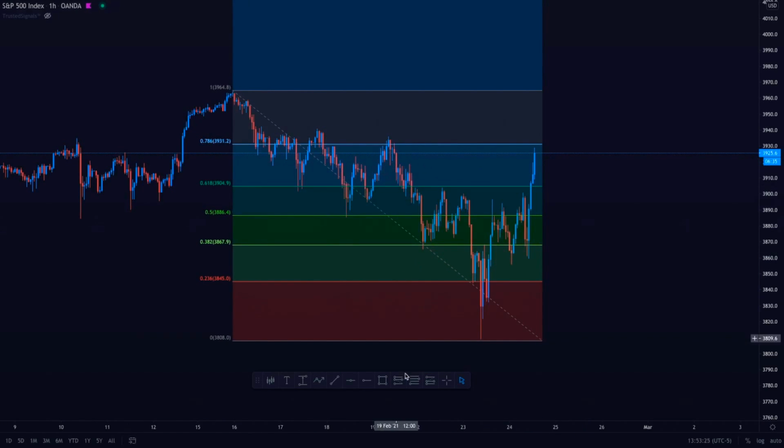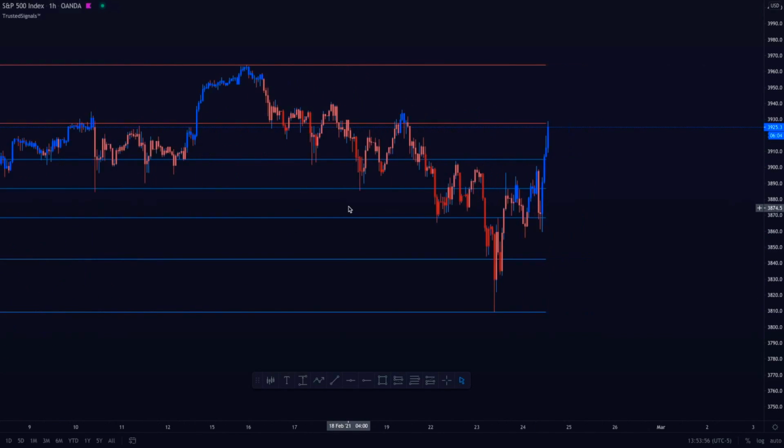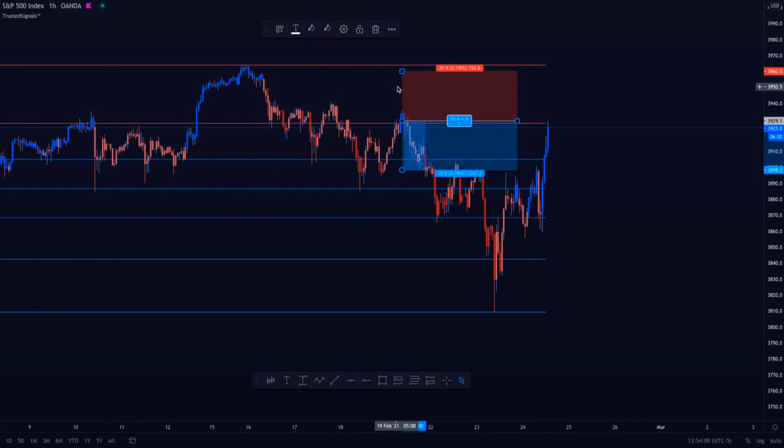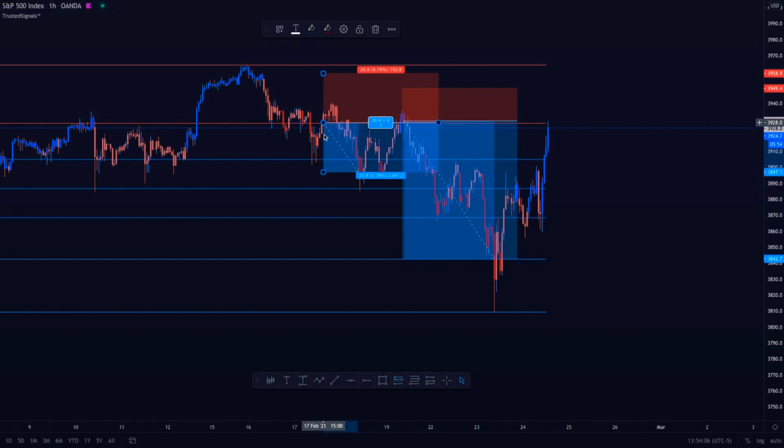Let's look at how Trusted Signals can plot the Fibonacci for us. In this example, we can see that Trusted Signals has already drawn the Fibonacci for us from swing point to swing point. We can also see that price is respecting these Fib levels, and gave us multiple entries when price rejects off of one of the Fib levels.